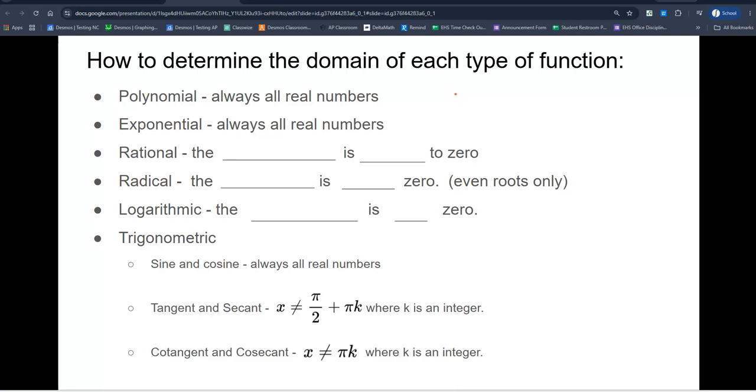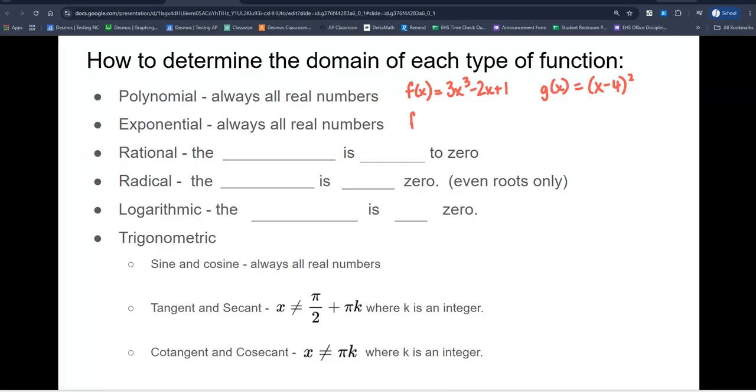Examples of polynomials are things like f of x equals 3x to the third minus 2x plus 1, or g of x equals (x minus 4) squared, right? Polynomials are just some sort of expression where you have x raised to powers. Technically, y equals x isn't quite a polynomial because it doesn't have more than one term, but it still falls into that category. It's just a line. It's continuous everywhere.